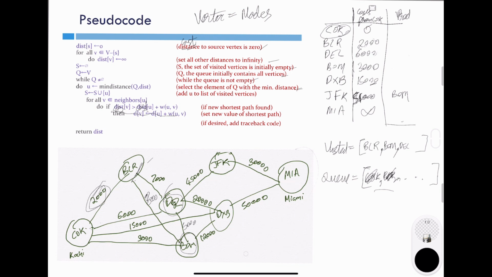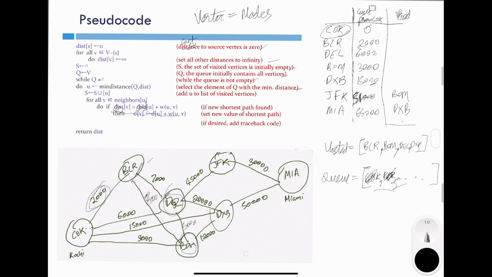So the cost to reach Miami, finally we got it as 50,000 plus 15,000. It's going to be 65,000 via DXB. That's the cheapest fare we right now have, and therefore we could add DXB back to this and dequeue it from here.